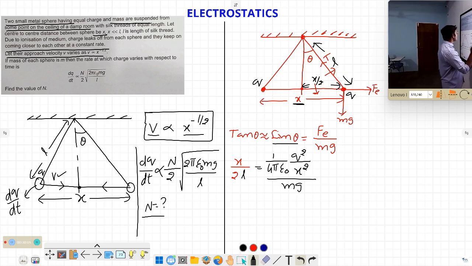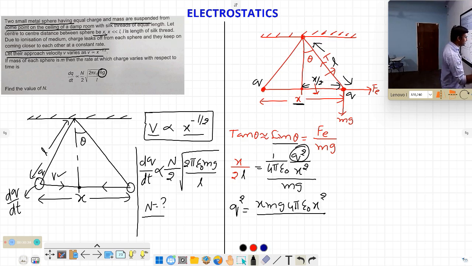In the answers, if you see, the answer is in terms of mg, so there is no need to convert this. Here our requirement is to find the relation for dq by dt. So first find the q square value. If you solve this one, I want the q square value. So keep this q square here, and make everything else go to this side. That means q square is equal to x into mg into 4 pi epsilon naught x square by 2 into L.